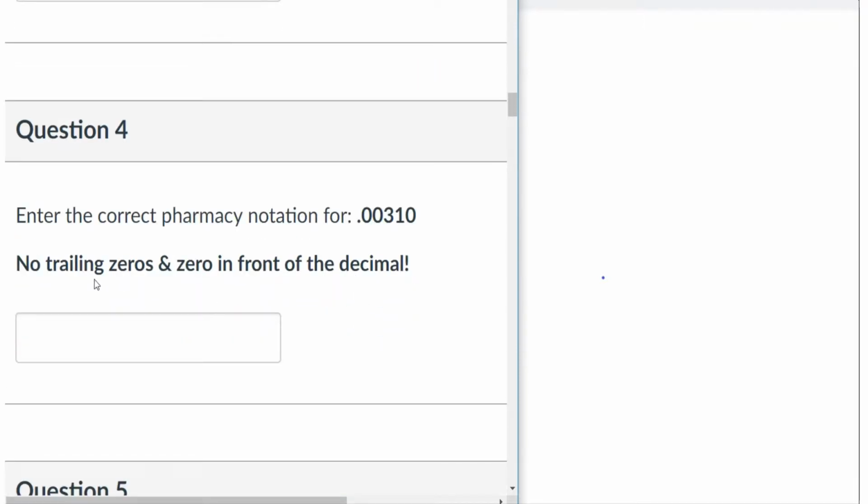Number 4, no trailing zeros and 0 in front. So make sure you add in 0 right there. And at the end, you can go ahead and leave off that 0. So this number should be 0.0031.